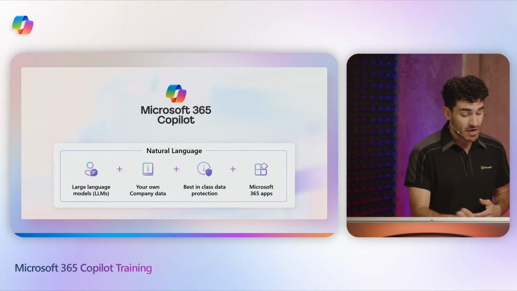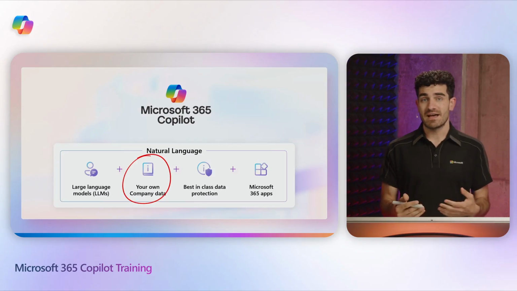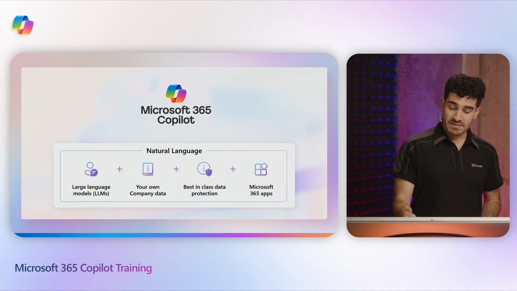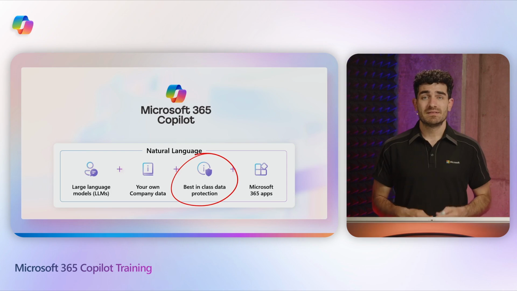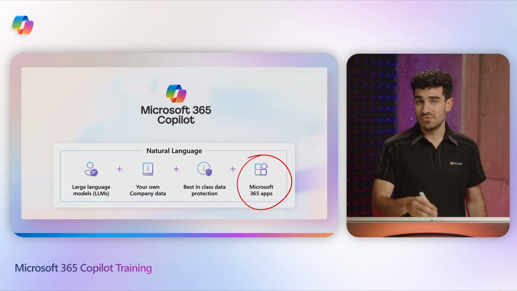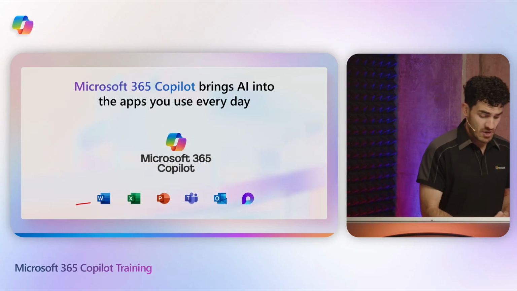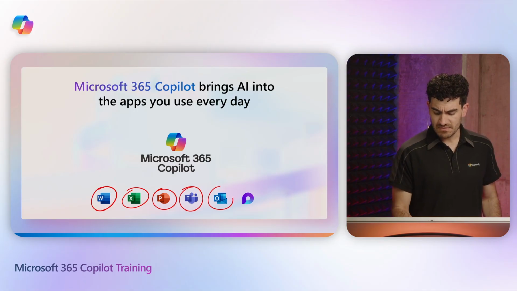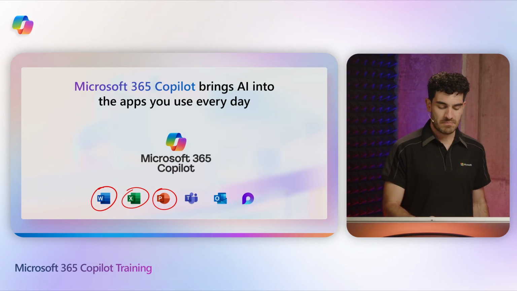Its capabilities are further enhanced by its integration with Microsoft 365, giving it access to your organization's data. Of course, it's built with best in class data protection and privacy. This intelligence and company knowledge are integrated across the apps that you use daily. These apps include familiar ones like Word, Excel, PowerPoint, Teams, Outlook, and even newer applications like Microsoft Loop.